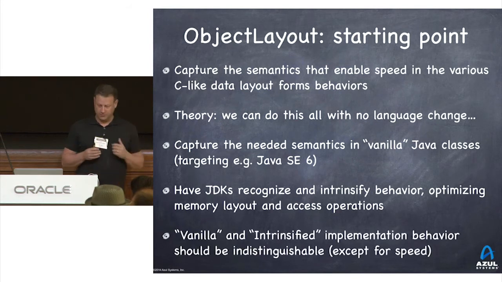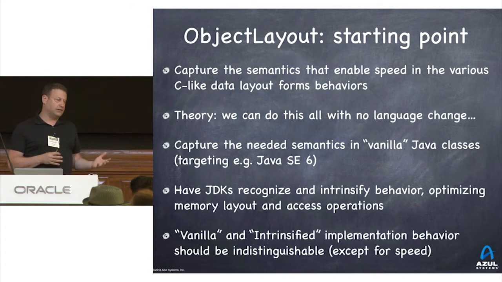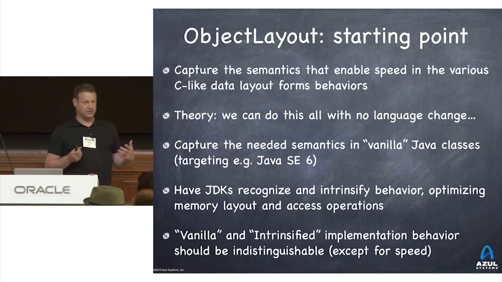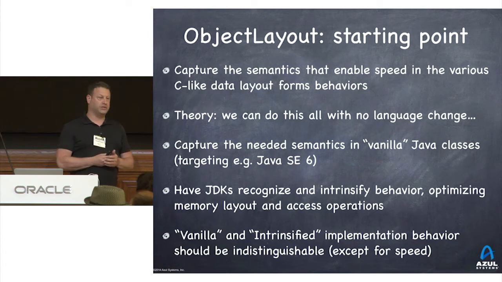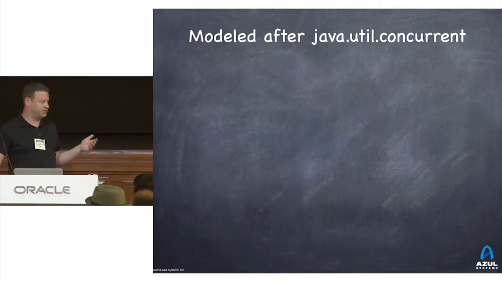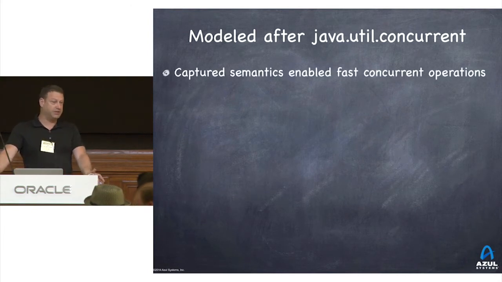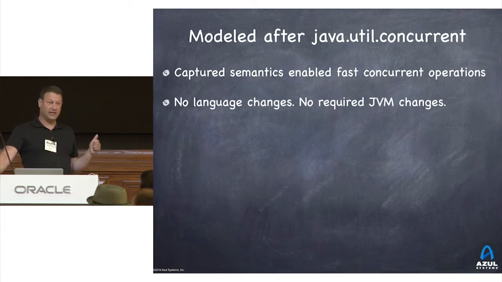And ideally, or not just ideally, this is the harder part of the design, we want to make the vanilla and the intrinsified versions behave exactly the same way from a semantics point of view, and the only difference should be speed. Think of this as the principal points for object layout. The model for this, for me, was java.util.concurrent, which pretty much followed that. If you think about it, it captured semantics that enabled fast concurrent operations. It did not have any language changes, did not require any JVM changes.